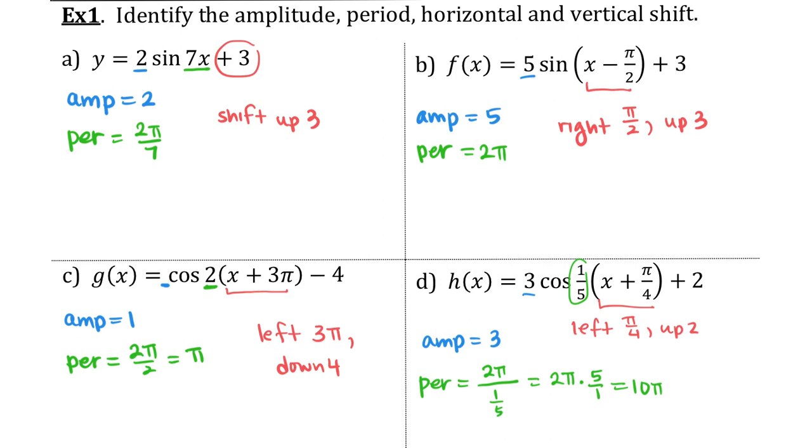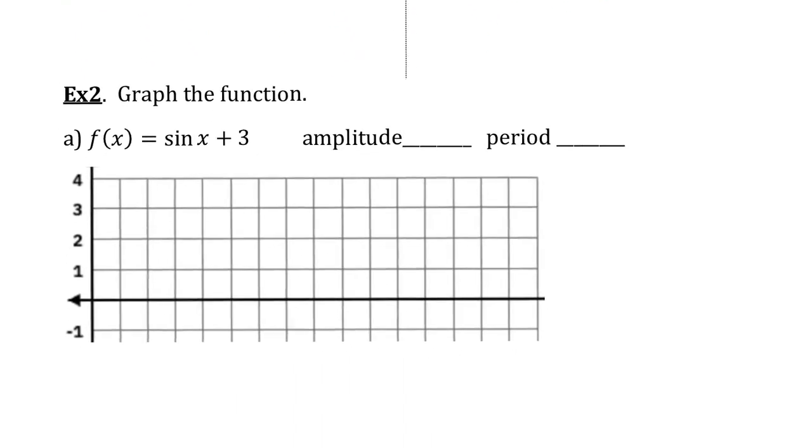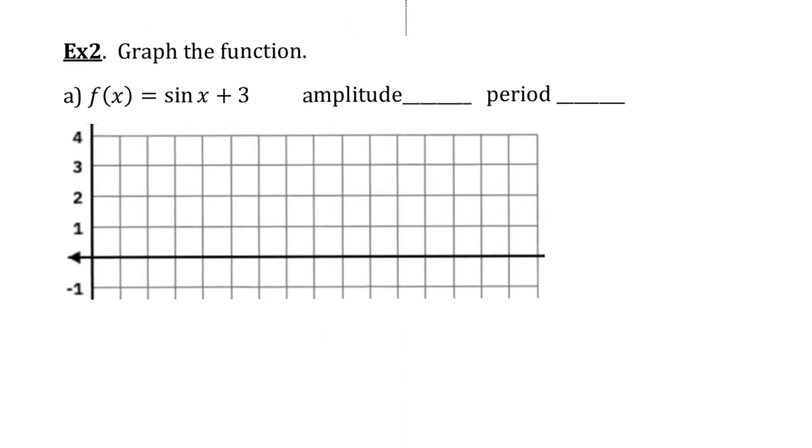Now let's try to graph some. We're going to graph the function. This one doesn't look too bad. Let's identify the amplitude and period, though. The amplitude is 1. The period is normal, so it's 2 pi. Is there anything else? What does that plus 3 do? It's going to go up 3. We have done vertical translations before. So I'm going to move the midline up 3 and move it up here so it's easier to graph.